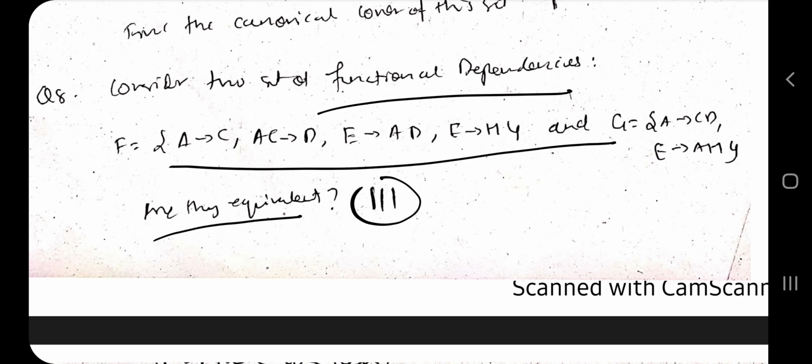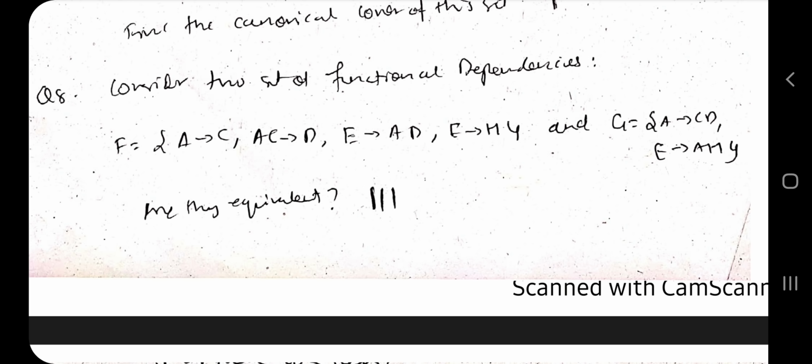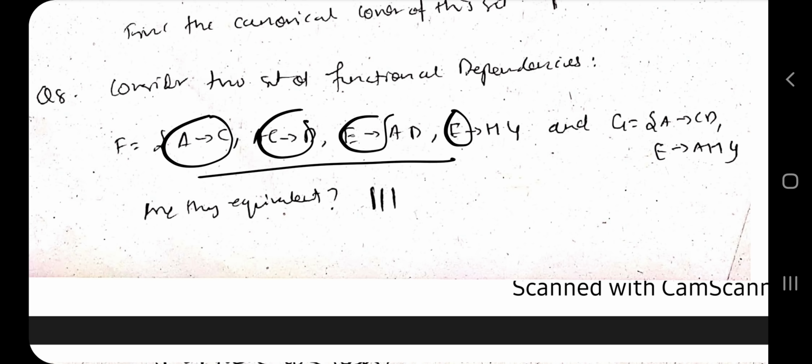And the next question, 8th question, let's see what it is. This is the 8th question. In the 8th question, what we have? Given two functional dependency sets, this is repeated 3 times. Along with that, first time I have written the question here. Okay. So this is a functional dependency FD1 and this is FD2. You have to see if they are equivalent or not.